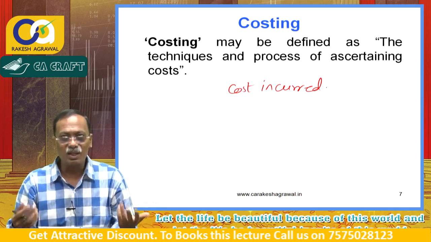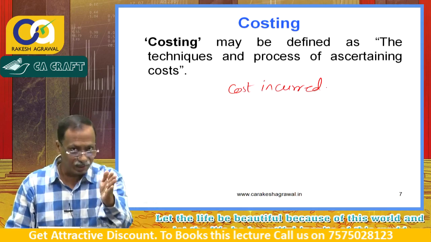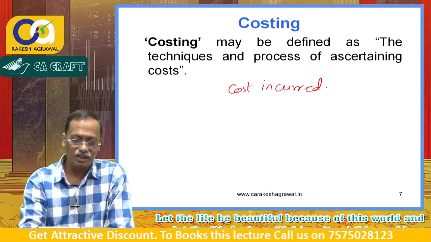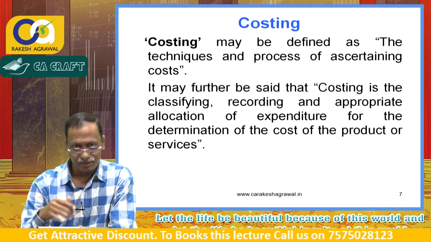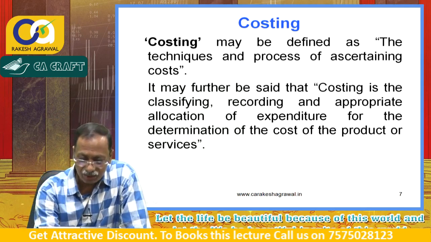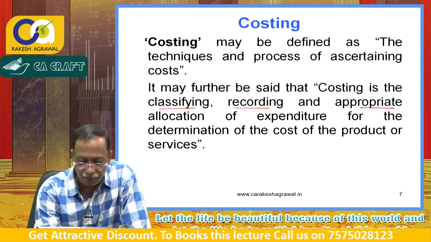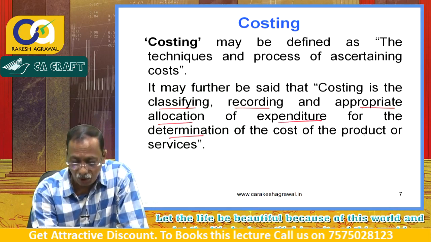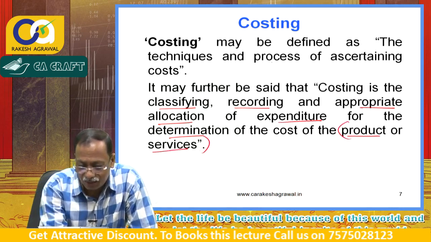Now even if you don't ascertain, you don't calculate the cost of becoming CA, cost is still incurred. So cost incurred is one thing and cost ascertained is another thing. Now the procedure of ascertainment of cost is called costing. Another definition of costing is classifying, recording and appropriate allocation of expenditure for determination of cost of product or service. This product or service we call the cost object, whose cost is required to be ascertained.